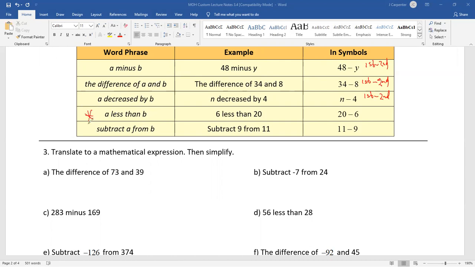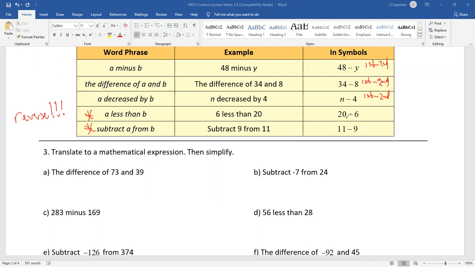The phrases less than and subtracted from, these reverse the order of the subtraction. That is extremely important. That is what most students would make a mistake on versus anything else with this. Not just at this level, pre-calc students get these backwards. Calculus students get these backwards. So you have to remember this.